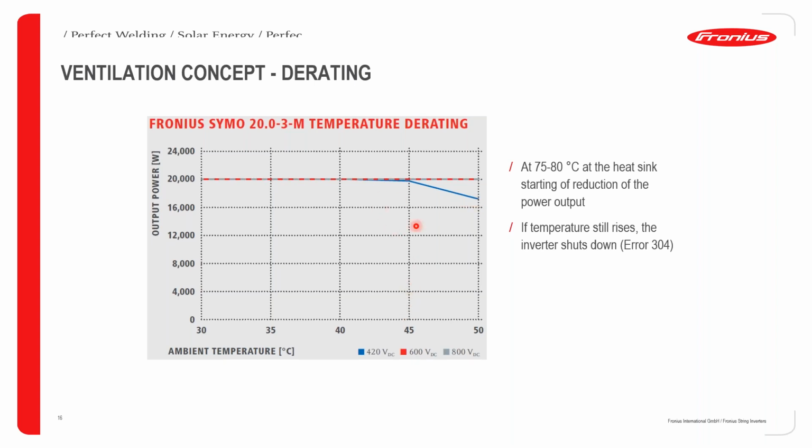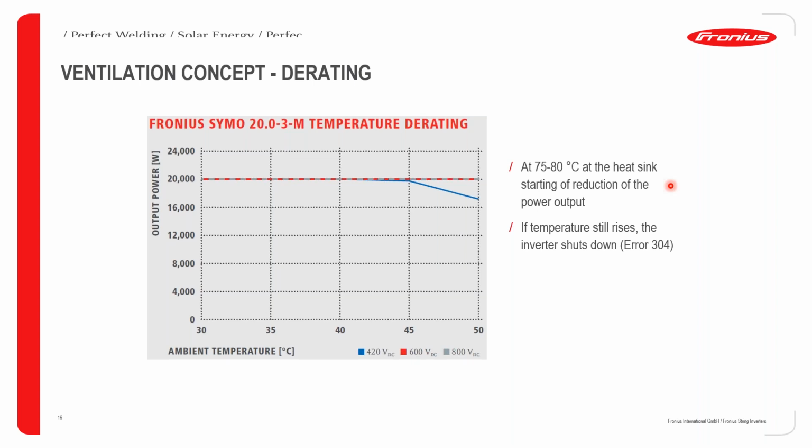So the Fronius Cyborg 20 kilowatt unit will start to derate when operating at 420 volts DC at about 45 degrees Celsius ambient temperature. However, the higher the voltage is, so for example, if you're looking at 800 volts DC, it will only start to derate after about 55 degrees Celsius.